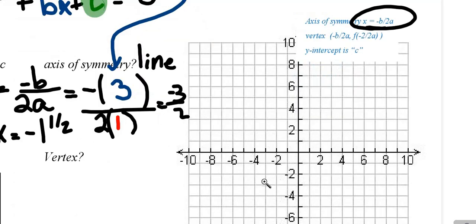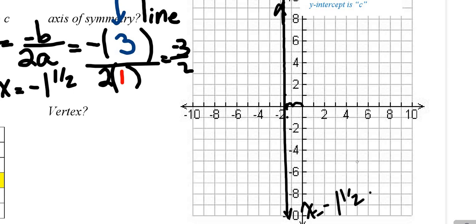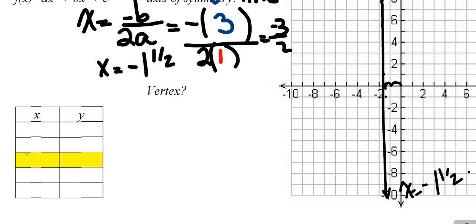So we're going to go right here at -1.5. So I am over 1 and over 1/2, and then that is my axis of symmetry. X equals -1 and 1/2. Now your vertex means you have to get the y coordinate. So your axis of symmetry, your x coordinate is -1 and 1/2.